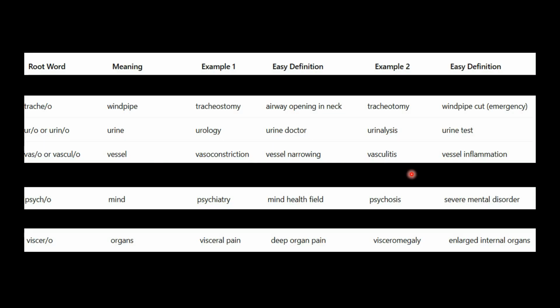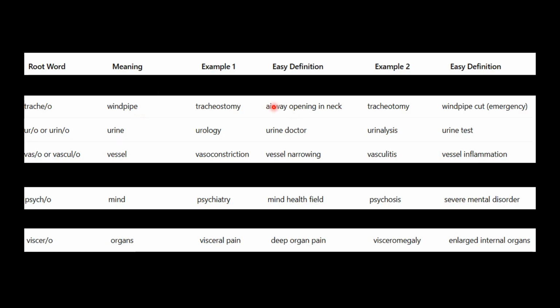Okay, so let's see the first root word. The first root word we have is trache or tracheo, which denotes the windpipe. So if the discussion is regarding the windpipe, then in that case we will use the root word trache or tracheo. For example, tracheostomy. Tracheostomy means an airway opening in the neck. So for any medical treatment, if an airway is opened in the neck, then the entire process is known as tracheostomy, where trache is the root word.